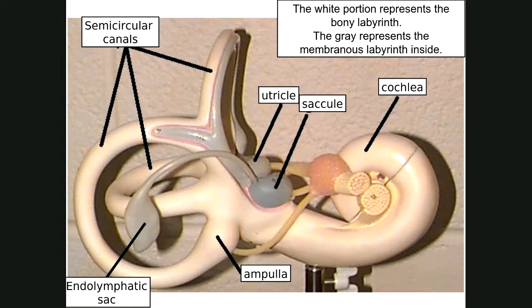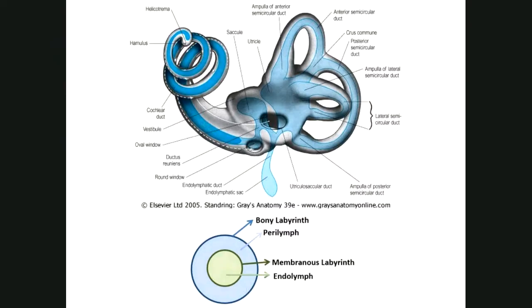Here is where this endolymph is, inside this tube. Here's where we would find perilymph. Here's where we would find perilymph. Here's where we would find perilymph. But here is where we're going to find endolymph. Does that make sense to everyone?